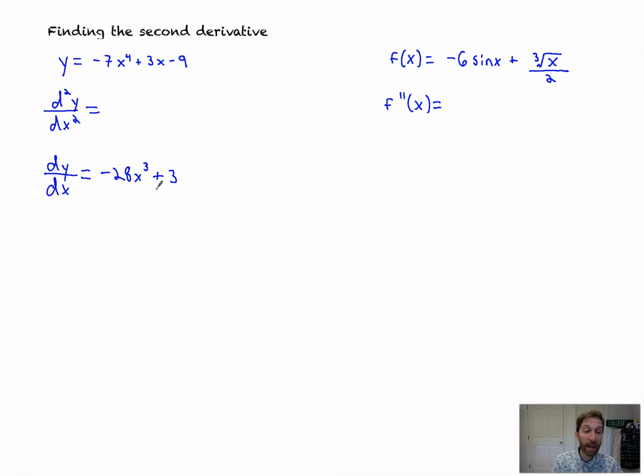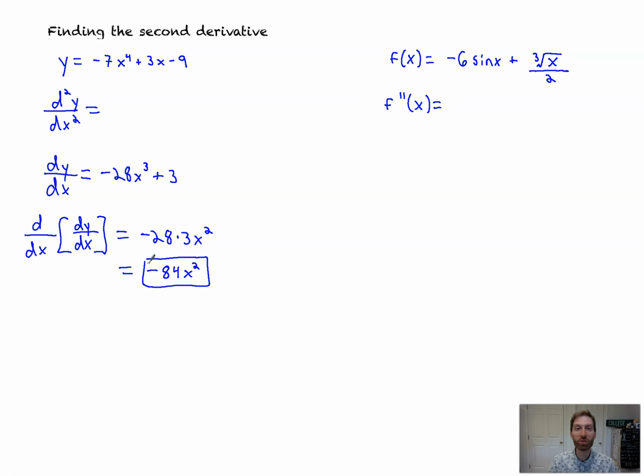To take the derivative of this would get us to the second derivative. So I'm taking d/dx of dy/dx, essentially taking the derivative of the derivative. So we look at this and you take another derivative. Well, that would be negative 28 times 3, normal old power rule, x to the second, subtracting 1 from that, and then you have a constant. The derivative of that constant, which is 3, is 0. So we simplify this down, negative 28 times 3 is negative 84x squared, and that is your second derivative. That's it. Again, more on why this notation makes sense in a little bit.